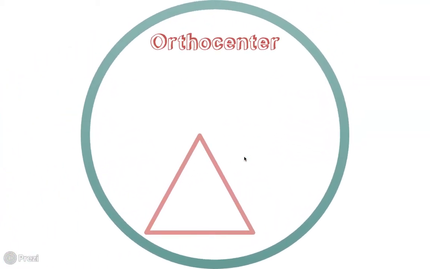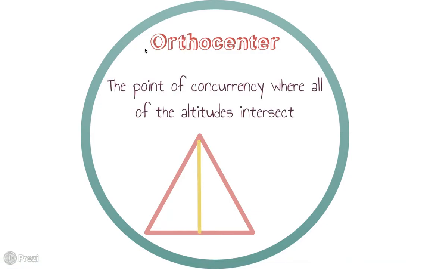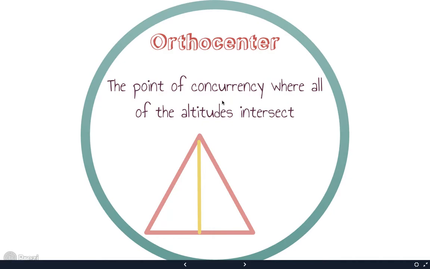So there's an awesome point where all three altitudes come together. These are concurrent lines because they all intersect. There's three or more lines that intersect. Okay, and they're going to intersect at the point of concurrency, which in this case is the orthocenter. Okay, so we're going to have three altitudes.